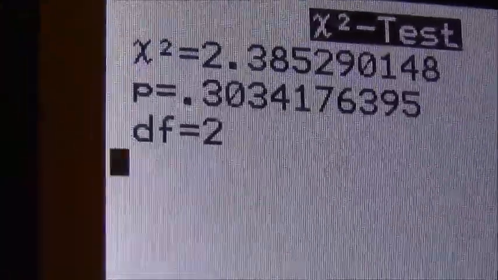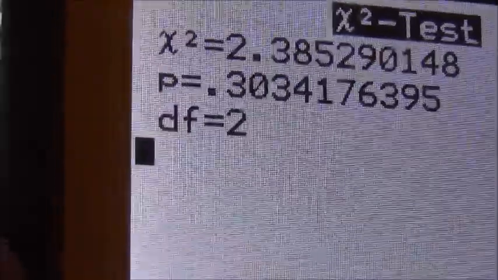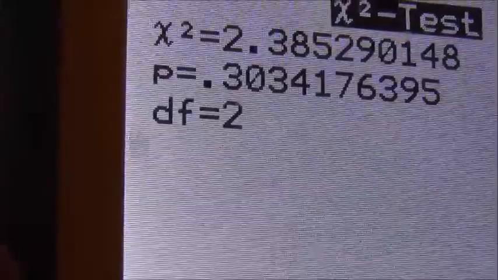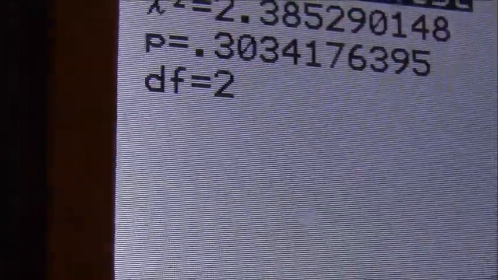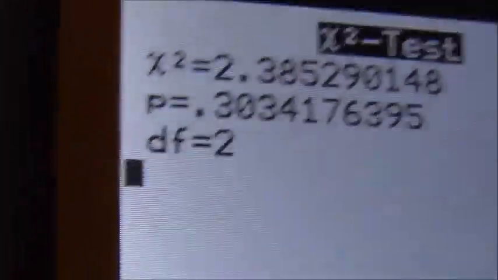The degree of freedom, they will tell you that you take the number of rows minus 1 and the number of columns minus 1 and multiply them together. So 2 rows minus 1 would be 1, 3 columns minus 1 would be 2, 1 times 2 is 2, and that's what we got there for our degree of freedom.